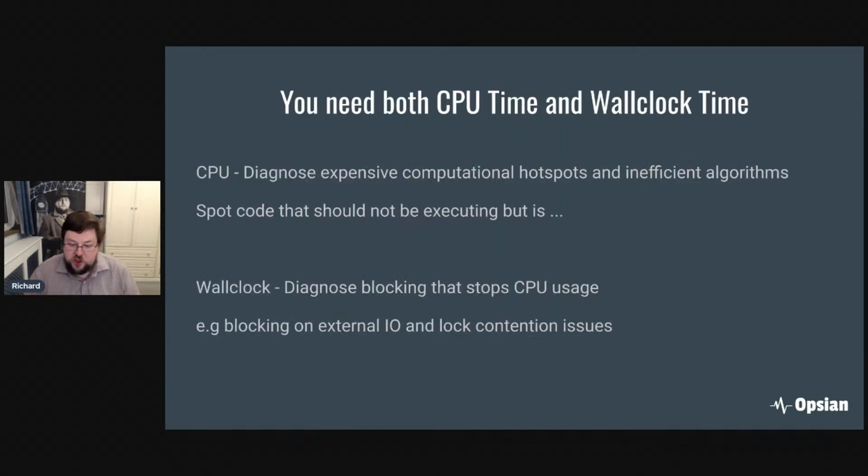If you're going to understand your performance problems through profiling, you really need to see both the CPU time data and the wall clock time data. So CPU time data lets you solve problems like computationally expensive hotspots or inefficient algorithms, bits of code which you think should be nice and fast within your system, but actually they're doing something really complicated, taking up loads of time, operating very frequently. They're also quite good at spotting code that you don't think is executing in your system, but actually is.